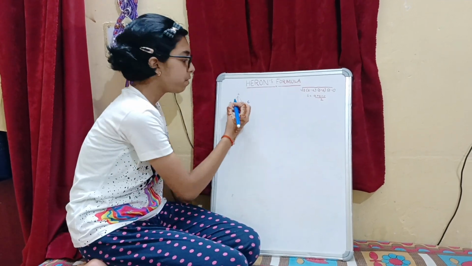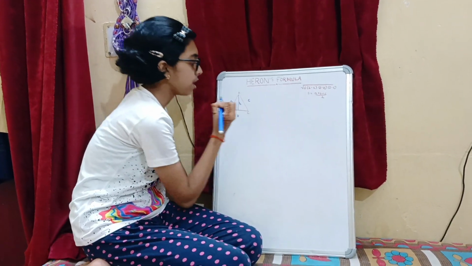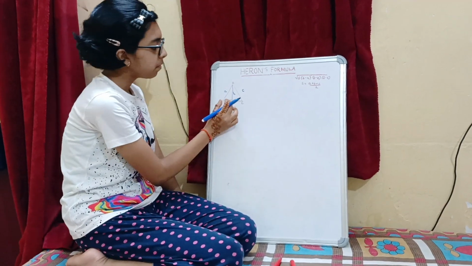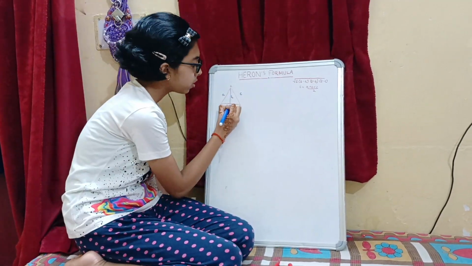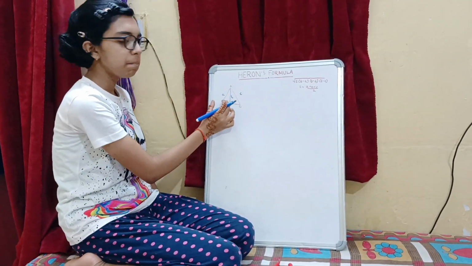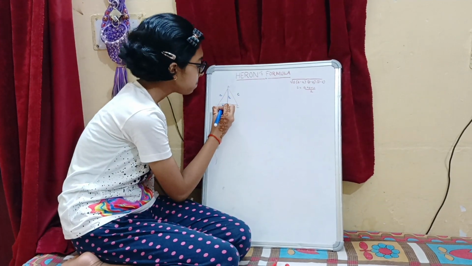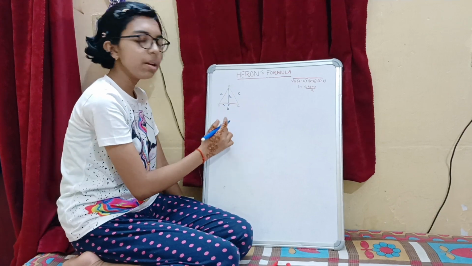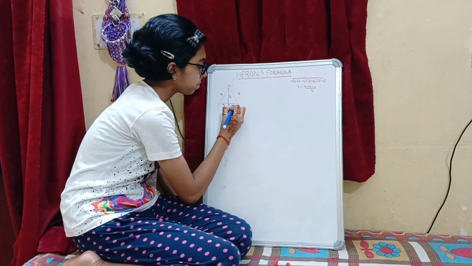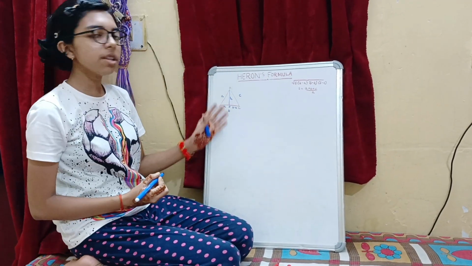This perpendicular will be known as height, that is h. Now we can see there are two divisions in it, BD and DC. So let's suppose BD is x, then DC will be b minus x. So this is our construction.